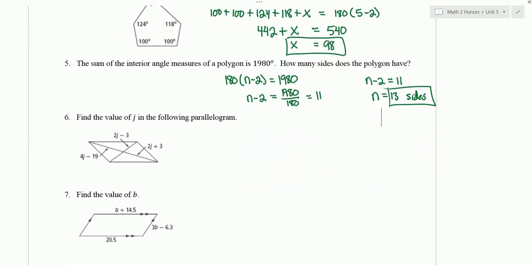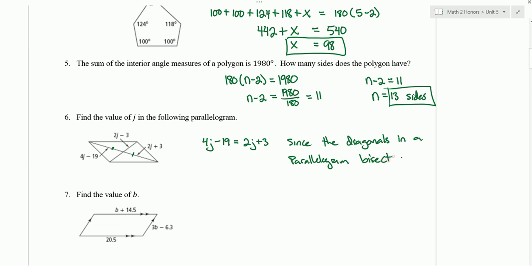Number 6, find the value of j in the following parallelogram. So one of the properties of a parallelogram is that the diagonals bisect each other, or they cut each other in half. So this 4j minus 19 is equal to 2j plus 3, since the diagonals in a parallelogram bisect each other. So we can solve this, subtract 2j from both sides, add 19 to both sides, and divide by 2, and you get j is 11.